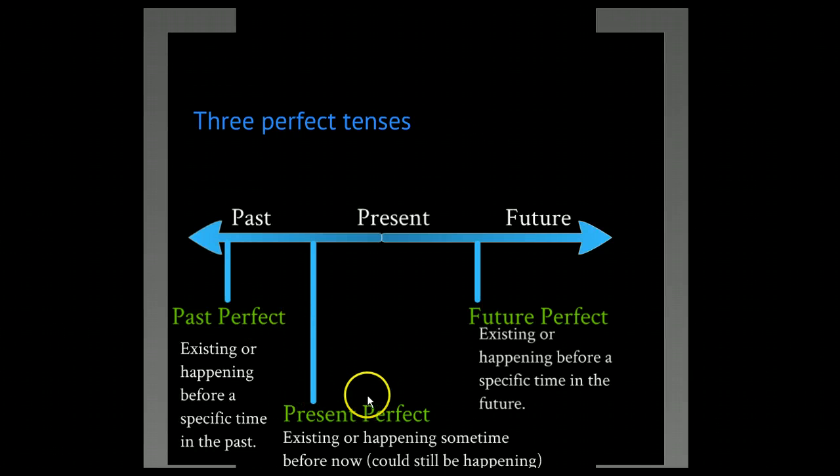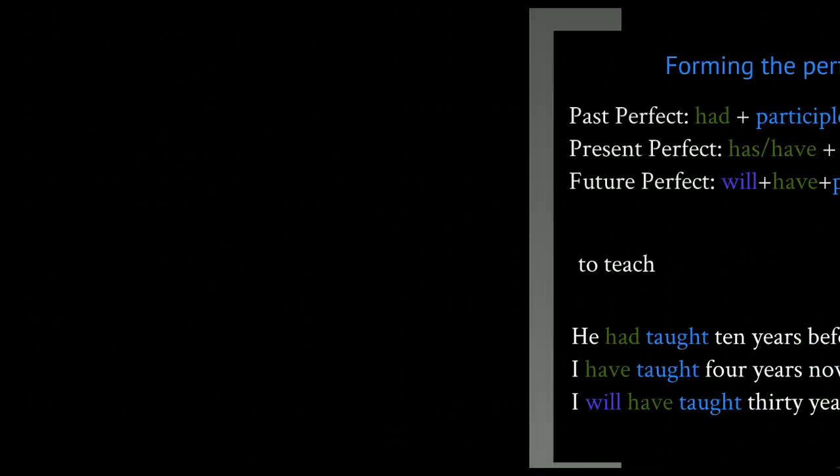We also have a present perfect, which you can see happens slightly before present tense, and it could still be happening now. And then we also have a future perfect tense, and that's anything that's existing and happening before a specific time in the future. Okay. And again, think of these simple tenses as something that happens once. Think of the perfect tenses as something that happens for a chunk of time.